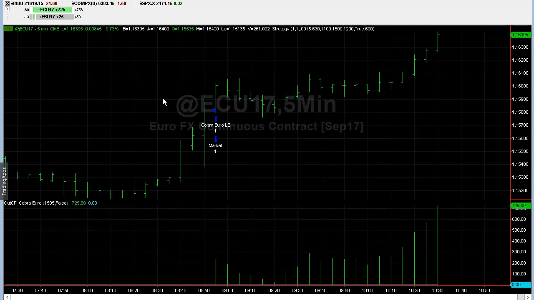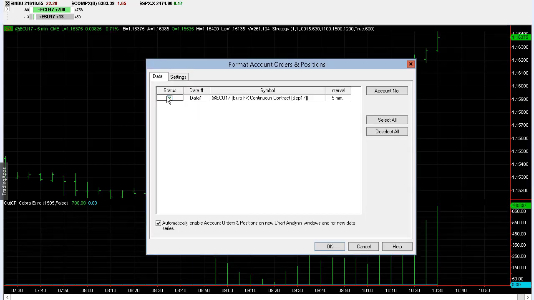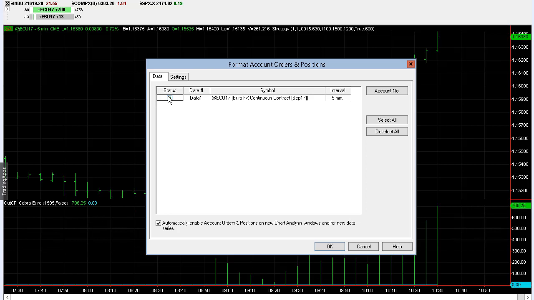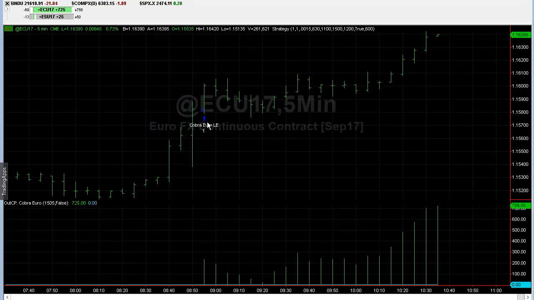One of the ways to remove the bubble fills so you can see just the strategy fills is to right click, go to Format Account Orders and Positions, and select this under Data. You can also select account number. You could have different accounts for each strategy, but it's a lot to keep track of. I just prefer to trade all strategies in one account. And so you can do that and see the bubble fill disappears, and all you see is the trading signal.